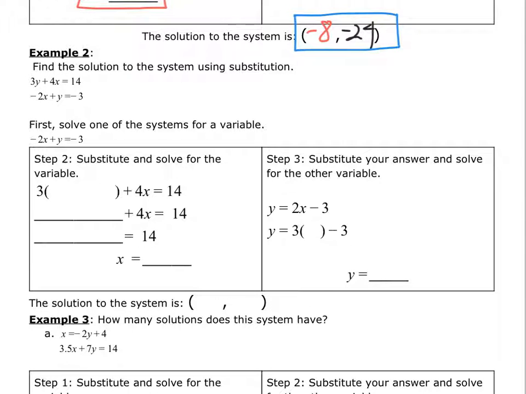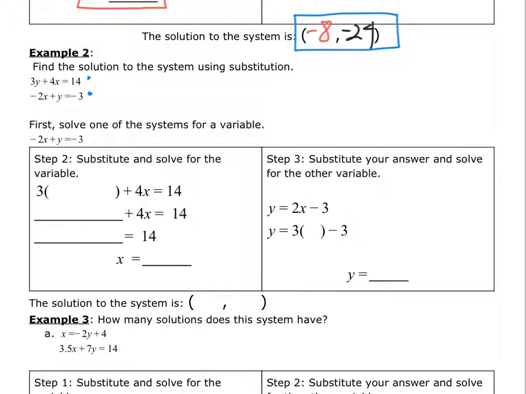All right, so my first step says, solve one of the equations for a variable. Well, I chose negative 2x plus y equals negative 3 to solve for a variable. Why would I choose the second equation over the first equation? Well, let me ask a different question. Negative 2x plus y equals negative 3. Which variable should I solve for, x or y?